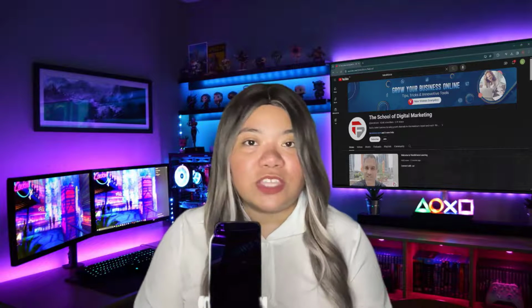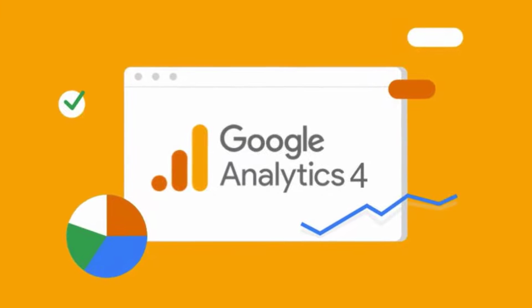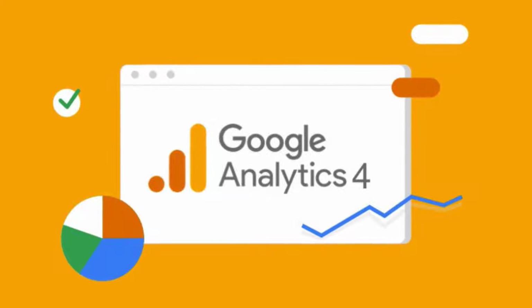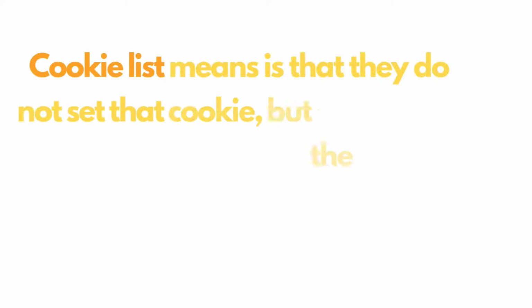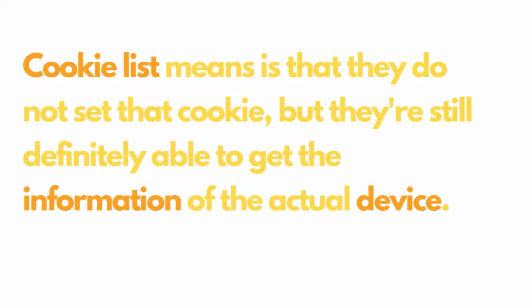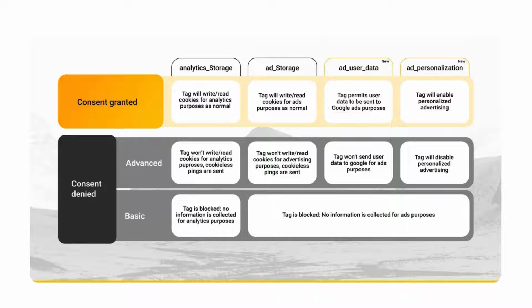So for example, with GA4, that's the GA cookie where they're storing the information for that browser in order to track the user across several sessions. What cookieless means is that they do not set that cookie, but they're still definitely able to get the information of the actual device. So they're still getting a lot of information, even about the session itself, even though the user has not consented. But this basically allows you to access the advanced modeling features for conversions. And whereas before this mainly affected GA4, this now actually has an impact on Google Ads as well.